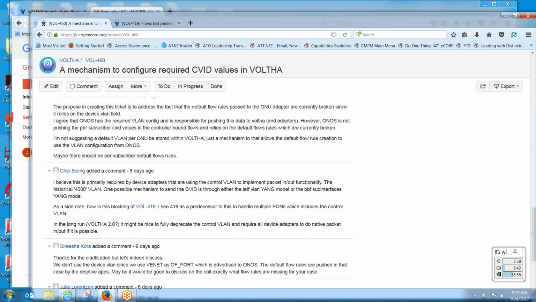So since VOLTHA follows the OpenFlow way, one approach would be to look at how the ONOS apps, either the OLT app or I don't know, AAA app or the status app, one of them could have what the default VLAN should be, and then modify the apps to send the flow rules with the VLAN as opposed to just 0. I think that would be a better solution as opposed to hard coding a default VLAN in the code.